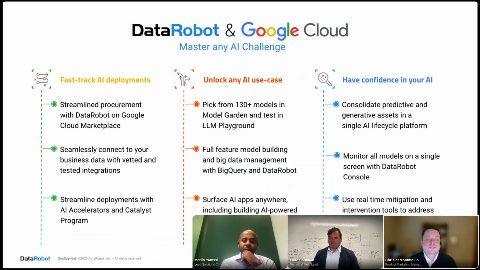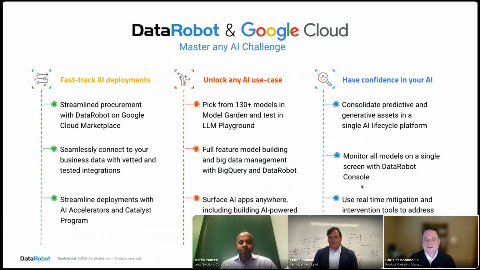And finally, and perhaps most importantly, we help customers have confidence in their AI. So you can consolidate all of your AI into a single lifecycle platform, predictive and generative. You can monitor all your models on a single screen in DataRobot console, whether they're built in Google, DataRobot, or elsewhere. And we have new tools that help with real-time mitigation, like guardrails that help address problems in models before they affect anything. Before you even deploy, you can put guardrails and plumbing around the model that makes it safe when it is deployed. So again, DataRobot and Google Cloud help you master any AI challenge.